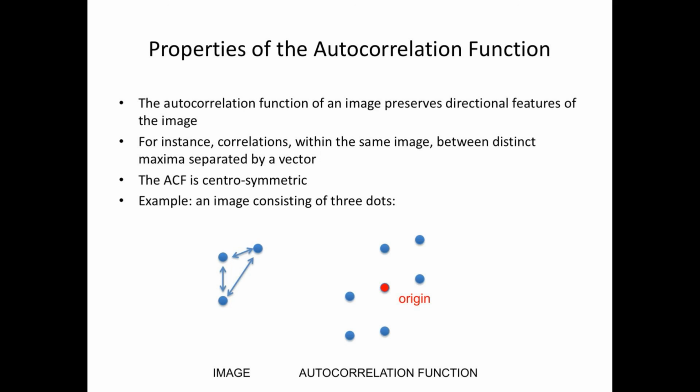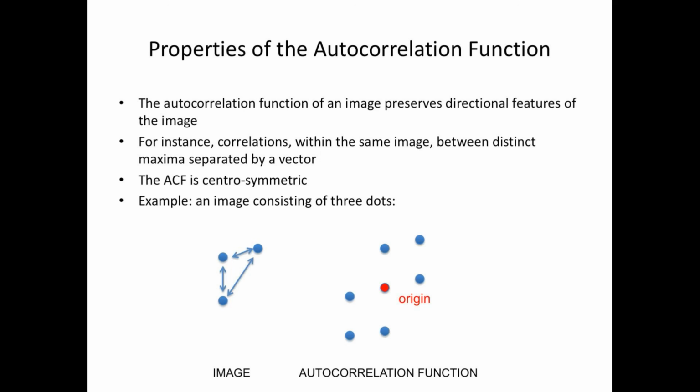So the autocorrelation function of this system of 3 dots has 7 maxima, and the 7th one is the one in the origin where all dots are superposed on each other. So it has a very strong weight. It has the highest weight of all.